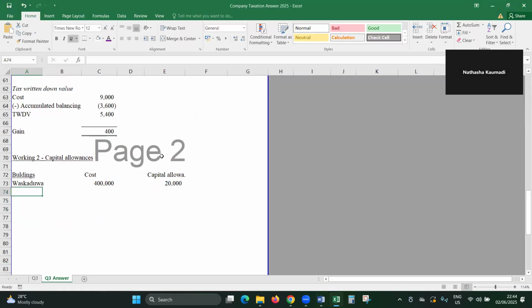Hikkadua, right? Hikkadua building. Now, what do you think? Can we claim capital allowances for Hikkadua building? No, because since the purchase date, it was vacant. It was not used for businesses. So in that case, you can't claim capital allowances. And from 1st January 2025, it has been given on rent, which is not effectively connected to the business as well. So you can't claim capital allowances fully for Hikkadua building. 0.